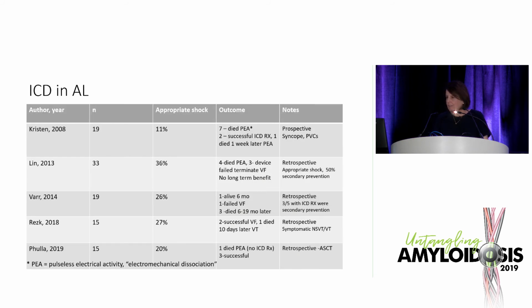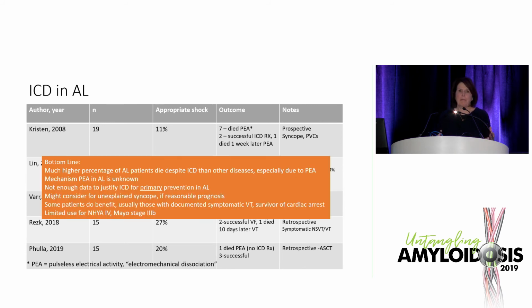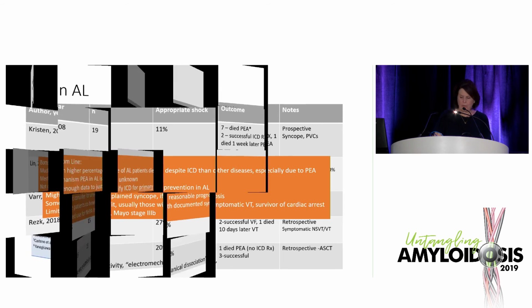ICD, just to highlight that in AL amyloid, most of you know that the studies have been mixed, but there actually was one prospective study, and notice that 7 of the patients died of pulseless electrical activity, previously called electromechanical dissociation. So we don't really know, except for that many patients, especially with AL, will die despite an ICD. We really don't have enough information to say that we should use those for primary prevention, but we might consider them for patients with unexplained syncope, and we do use them for secondary prevention.